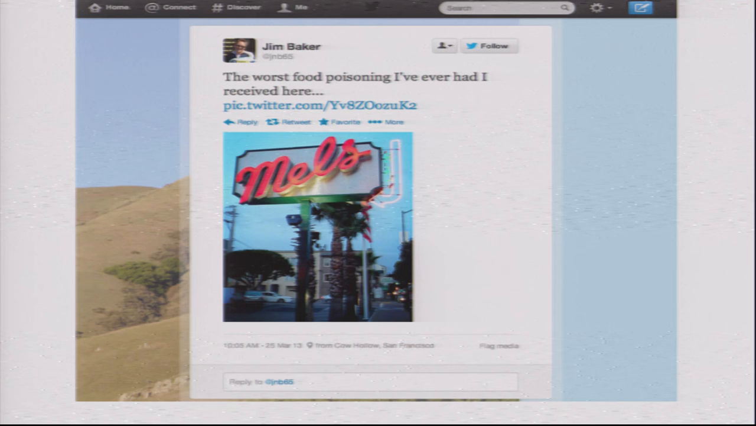Now, of course, not every Twitter user is going to be as helpful as this one, that says, "The worst food poisoning I've ever had, I received here." And then he posts the address and even the picture of the restaurant itself. So for most people, we have to infer, again, what happened to them indirectly.